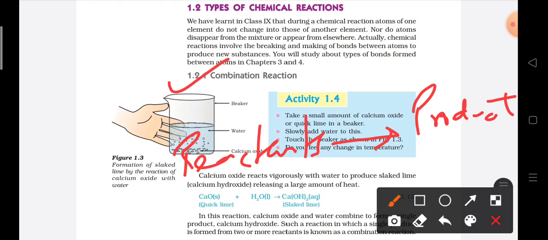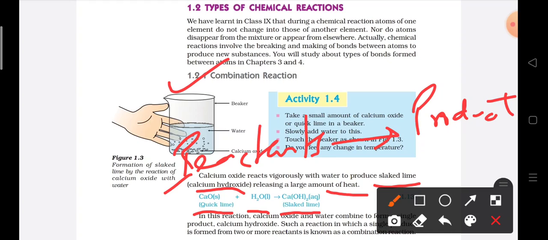So here you can see the calcium oxide reacts vigorously with water, okay, to produce slaked lime, also known as calcium hydroxide. This is very important, okay. Slaked lime is the common name and calcium hydroxide is the IUPAC name, means it is the chemical name, releasing a large amount of heat. Now in this reaction you can see two reactants, one is quicklime, that is calcium oxide, the other is water, reacted together to form calcium hydroxide, also known as slaked lime. And in this process the heat is also evolved.